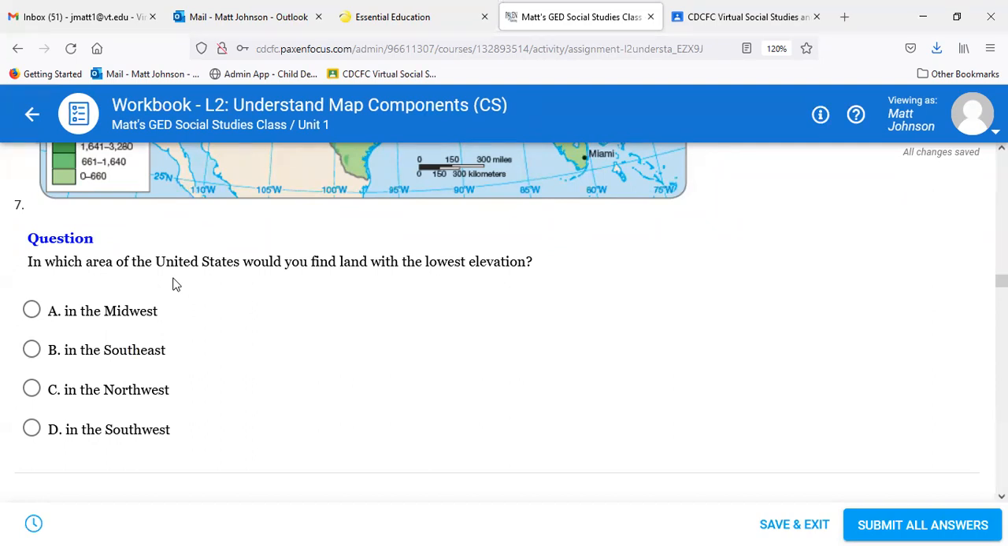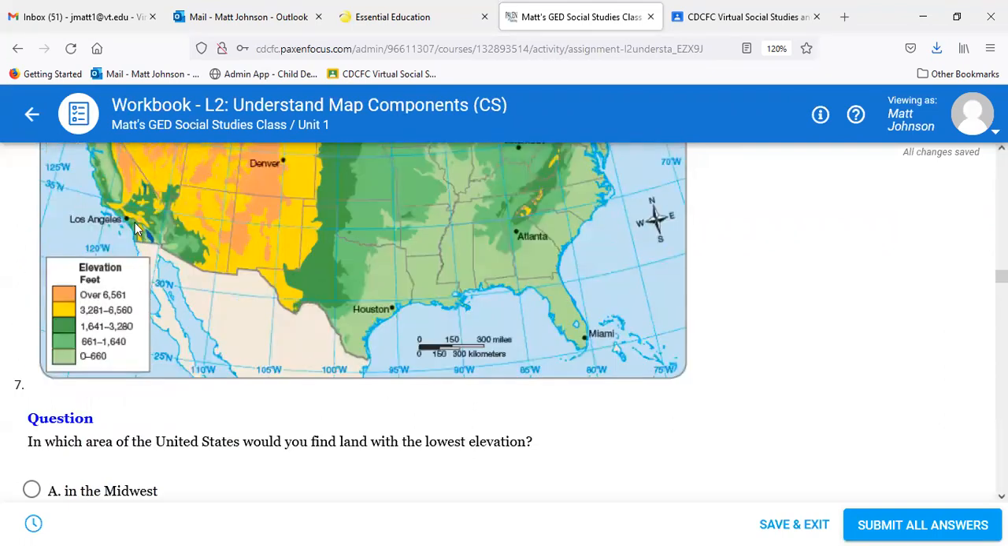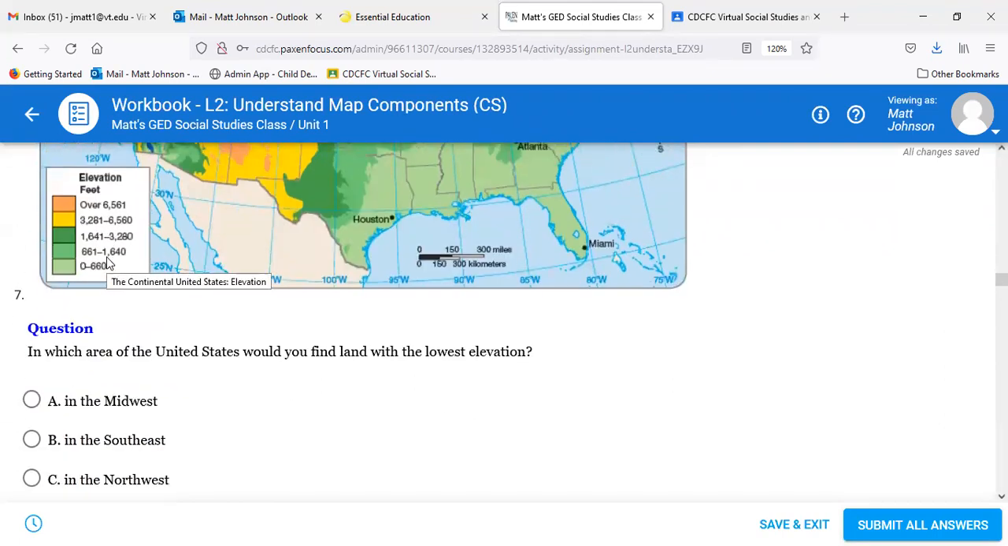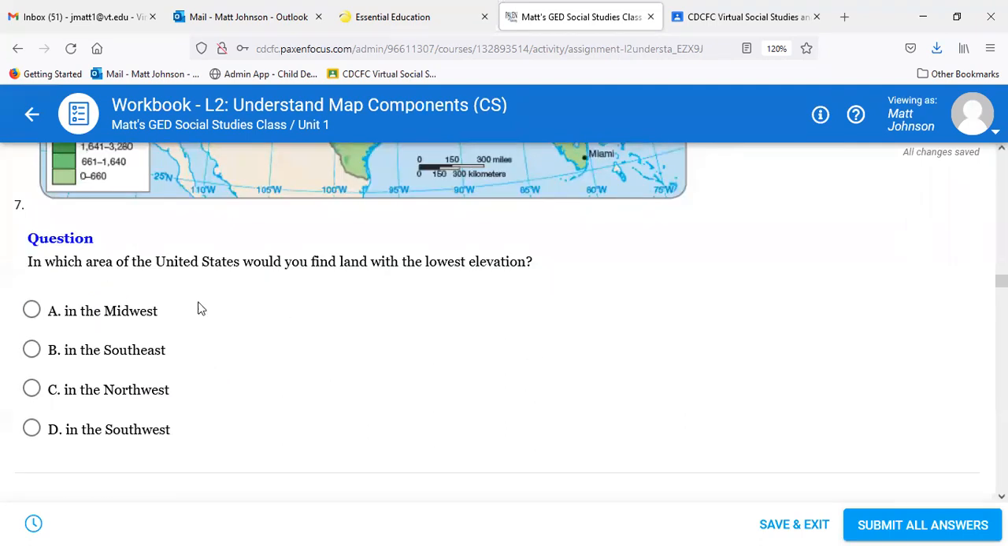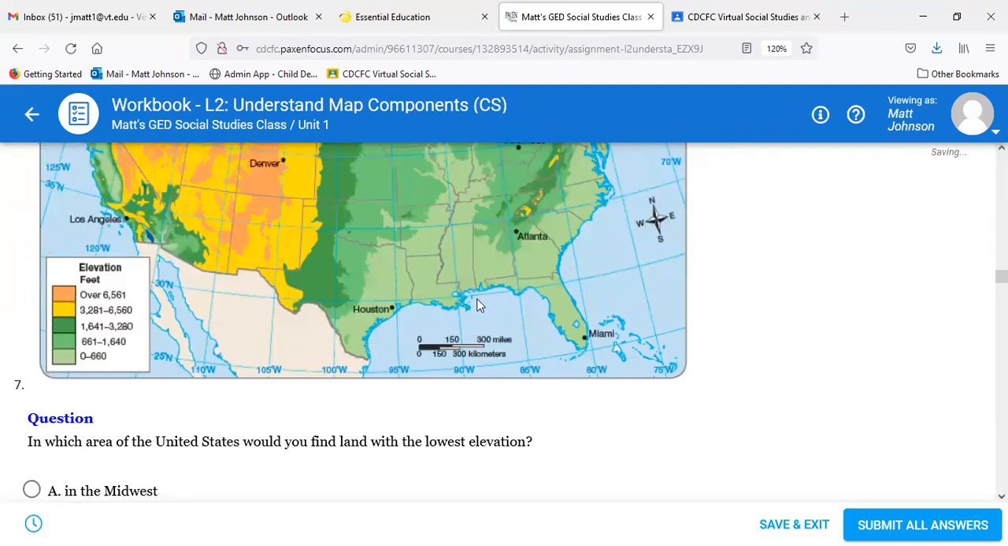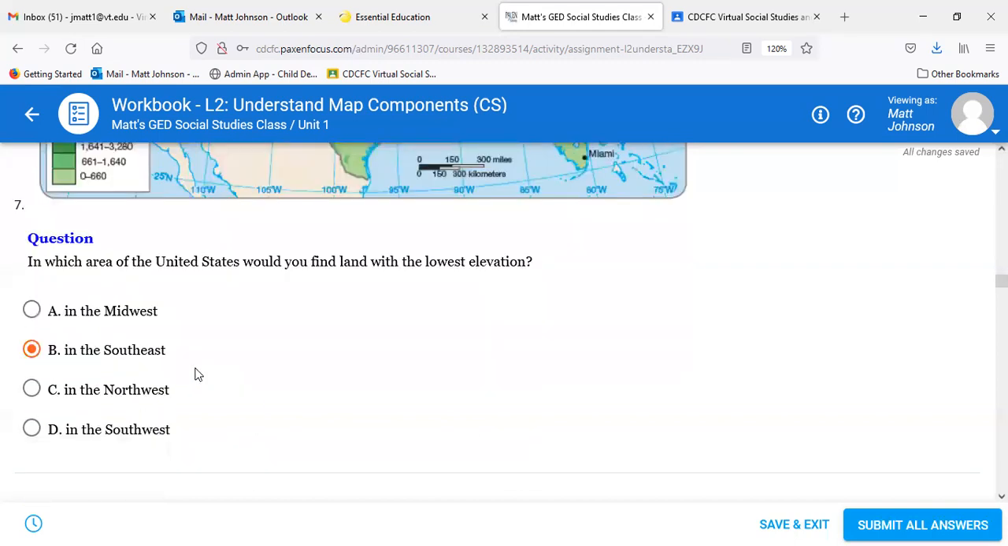Number 7, which area of the United States would you find land with the lowest elevation? It's the southeast, right? This whole entire plain down here is going to be the lowest elevation. So B, in the southeast, number 7.